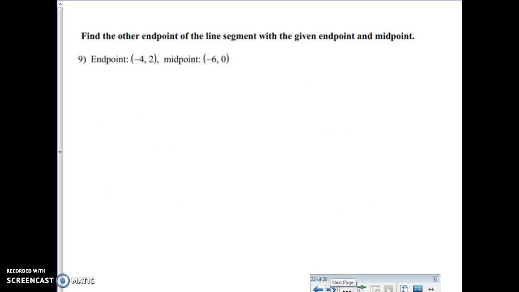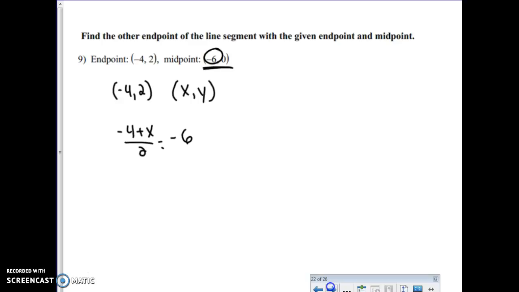So let's try something a little bit more complicated. In this case, I have an endpoint and I have a midpoint. So I know that if I take (-4, 2) and (x, y) and find the midpoint between those two, I get this point right here. So we're working backwards to figure out, what do I have to add to -4 and divide by 2 to get the x value of -6? So I'm taking -4, adding x, dividing by 2, and seeing what equals -6.